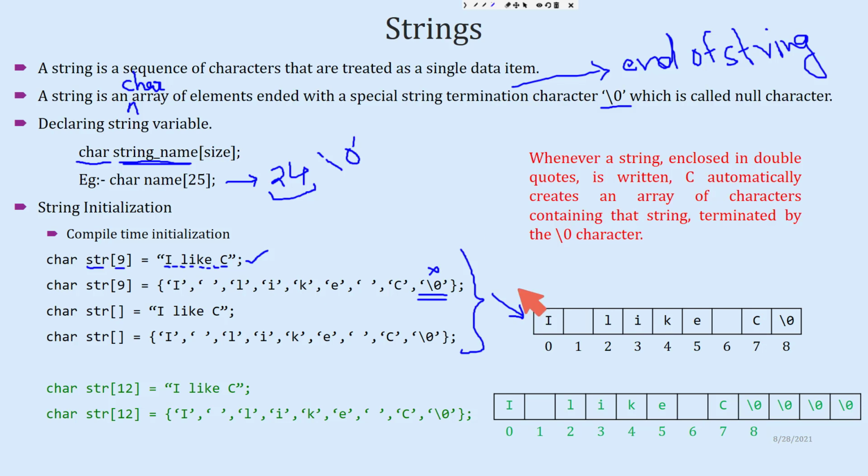An important point: you may ask why I didn't include \0 in the first example. Whenever a string enclosed in double quotes is written, C automatically creates an array of characters containing that string terminated by the \0 character. So whenever we write something between double quotes, it automatically creates an array of characters containing that string, and in the last cell the terminating null character will be stored.